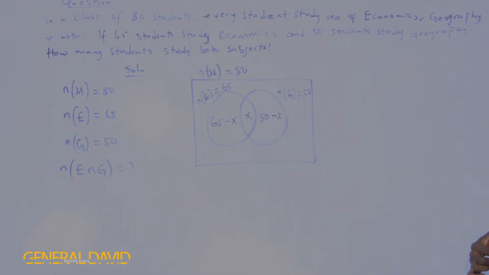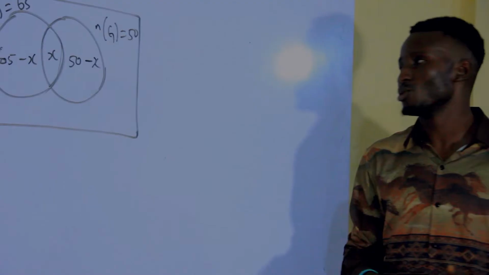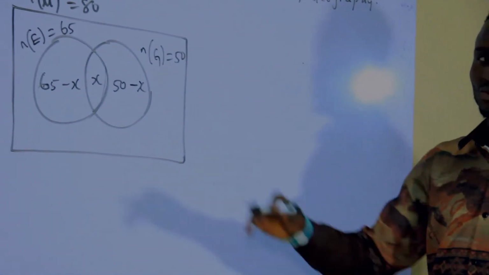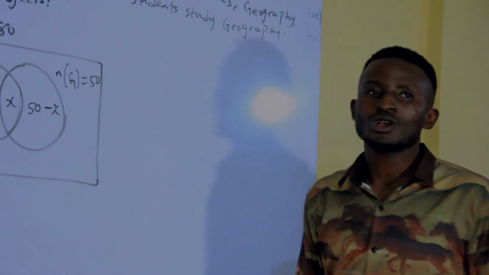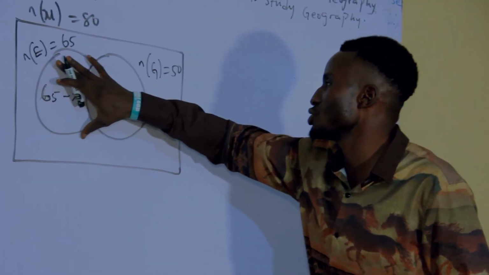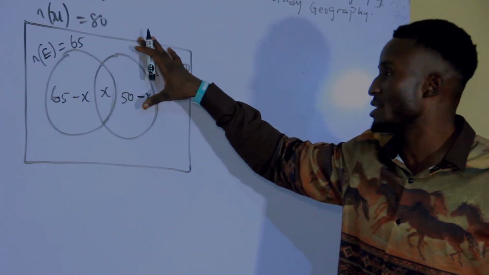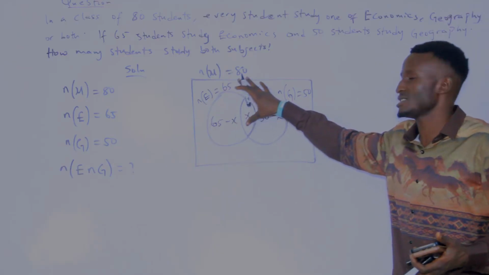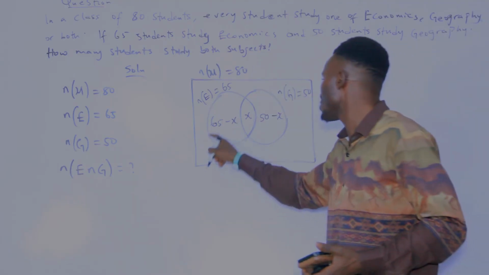Don't forget, we are not given those that did not study, because the question says everybody participates. So that means we don't have the complement, we don't have those outside the circle. So now we're going to use the rule that says the summation of everything inside this rectangle must be equal to the universal set. Now let us sum everything together.